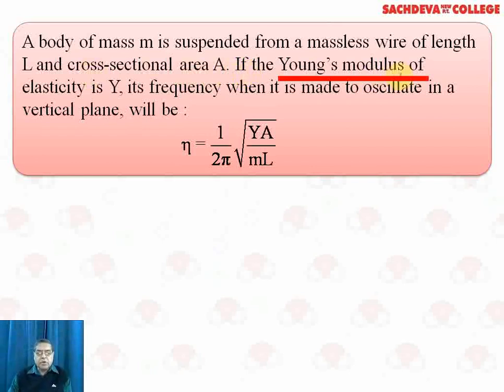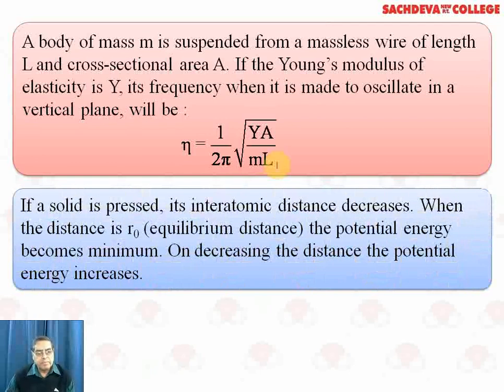If Young's modulus of elasticity is Y, then its frequency when it is made to oscillate in a vertical plane will be, that is coefficient of rigidity, that is eta, is equal to 1 over 2 pi into the square root of YA over ML, where Y is the Young's modulus of elasticity, A is the area, M is the mass suspended, and L is the real length of the wire or the rod.